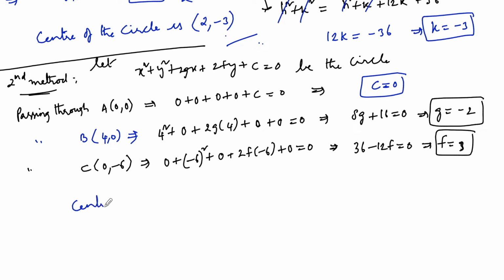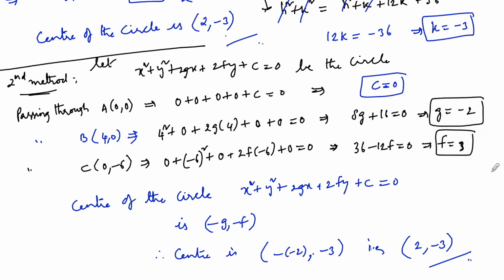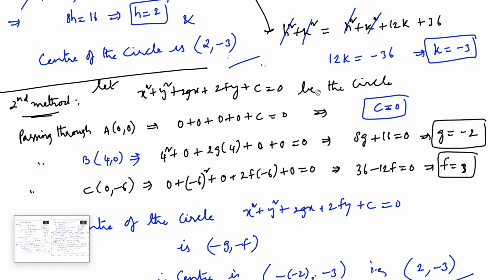So center of the circle x square plus y square plus 2gx plus 2fy plus c equals to 0 in the standard general form is (minus g, minus f). So here center is, therefore center of the circle is minus g, that is minus of minus 2, comma minus f, that is minus 3, that is (2, minus 3). So (2, minus 3) is the center of the circle by using general equation of a circle. Okay.